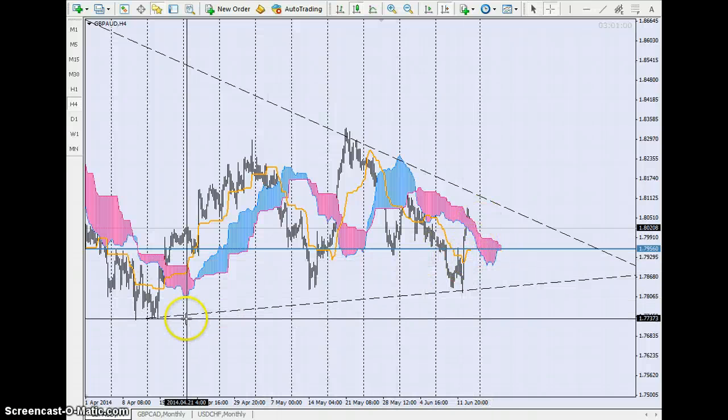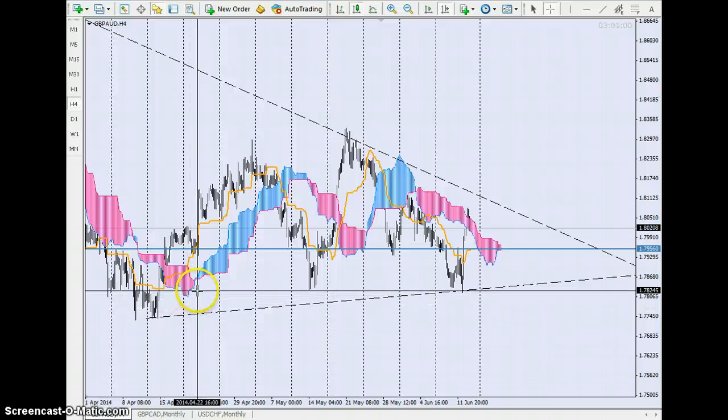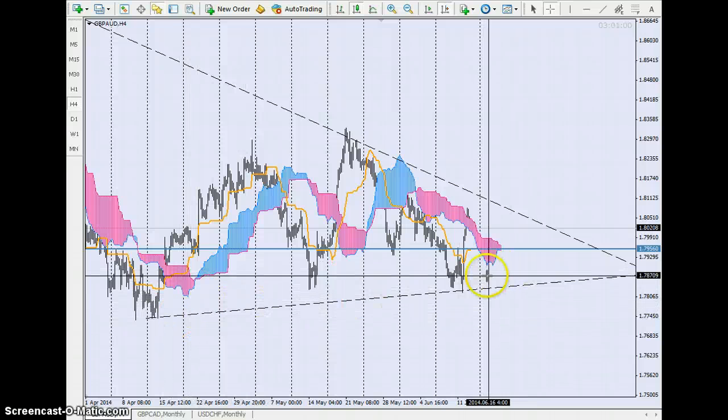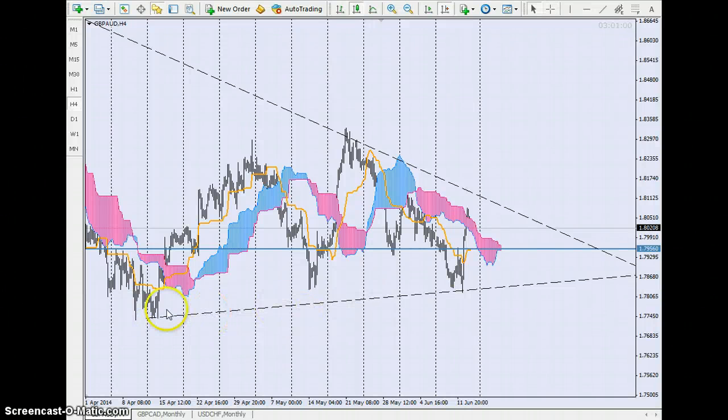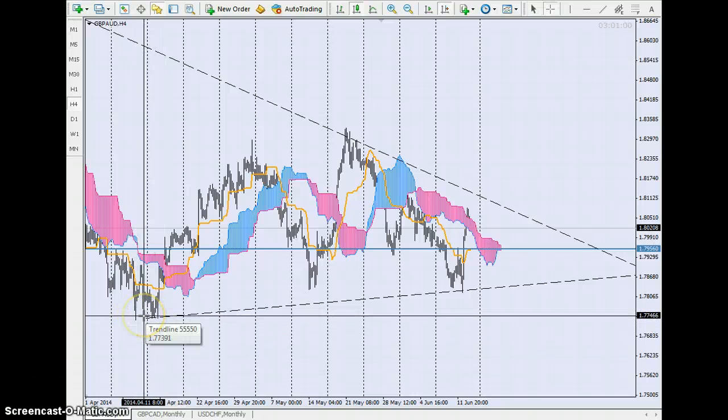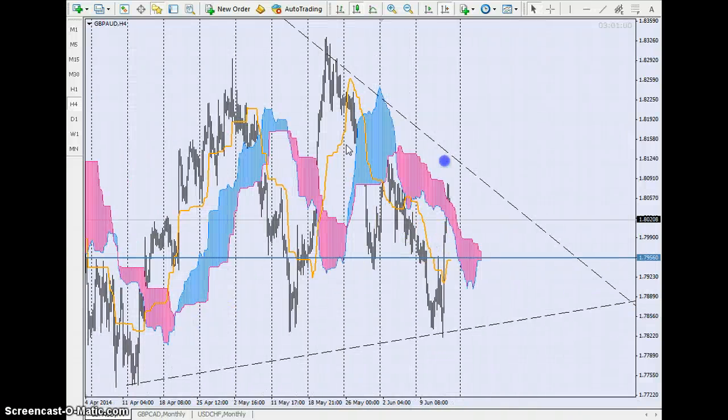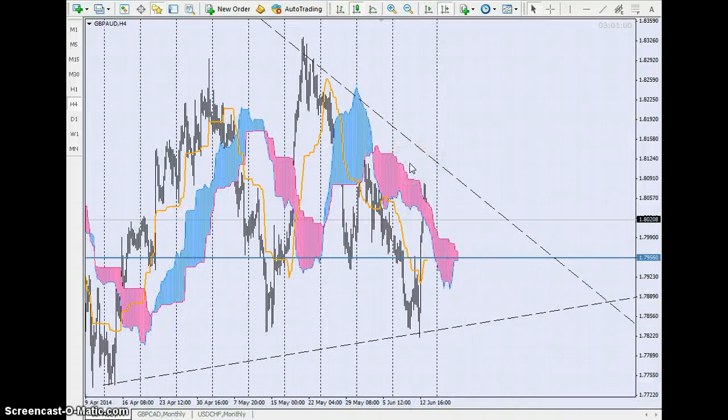And then additional to that, if it breaks this pattern, we have an additional 80 to maybe about 90 pips to the last previous low in April's low. So that's how my look is on the pound Aussie dollar.